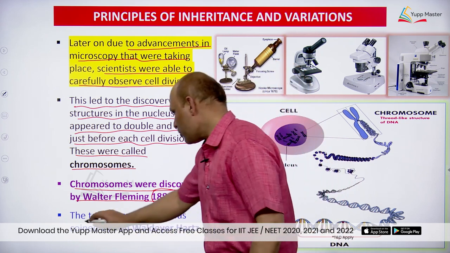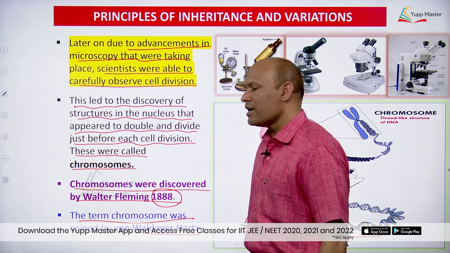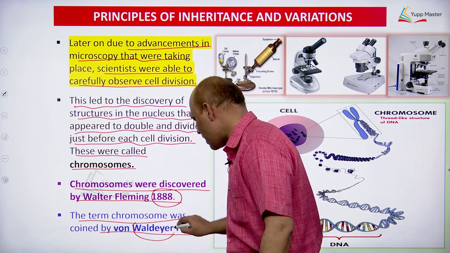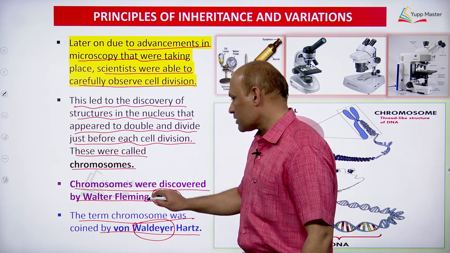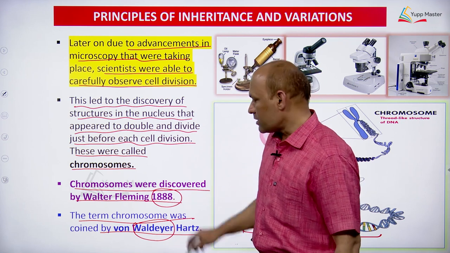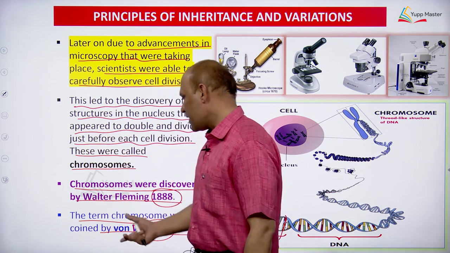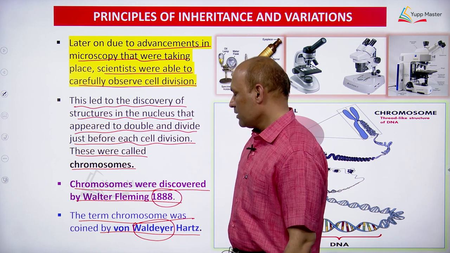The term chromosome was coined by Waldeyer Hertz, dear students. At least remember that Waldeyer coined the term chromosome. Who discovered chromosomes for the first time? Walter Fleming. It's very important. These are extra things which are not mentioned in NCERT, but in 11th standard we teach all these things, dear students.